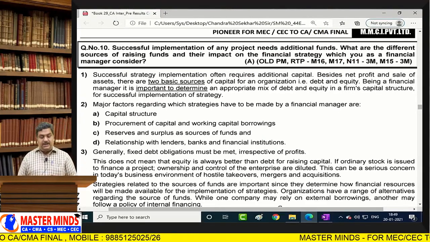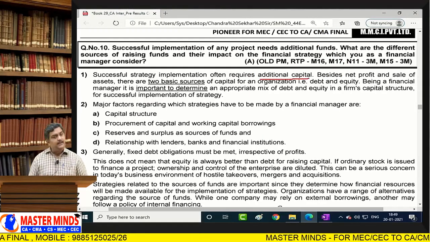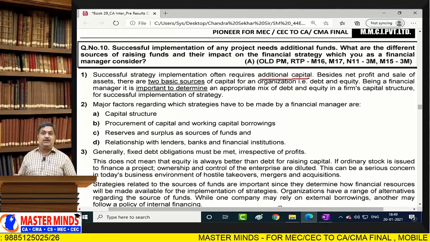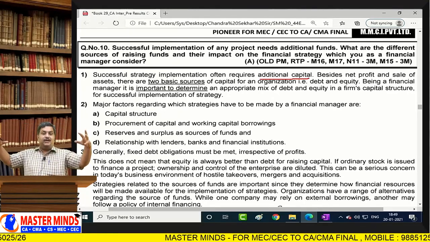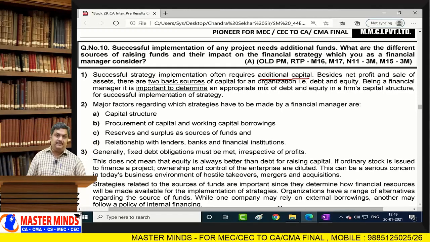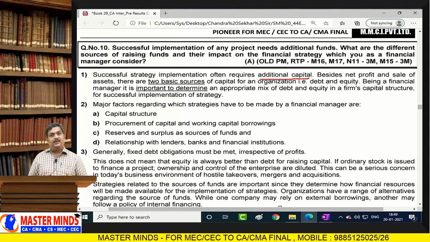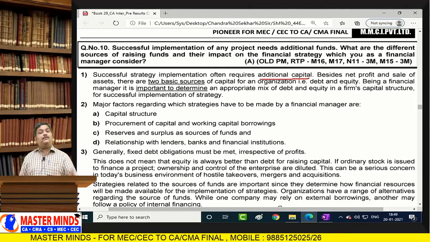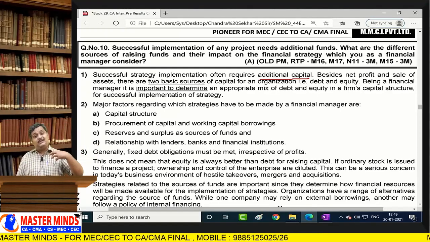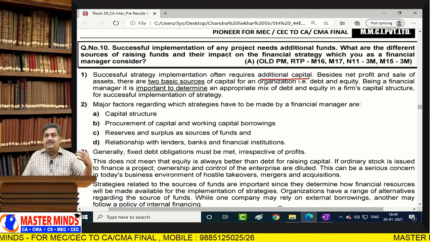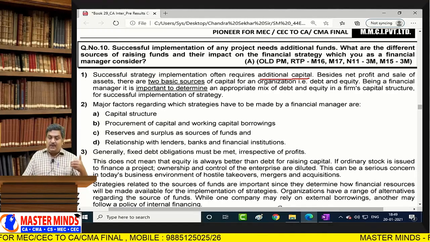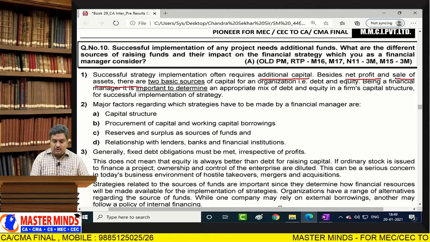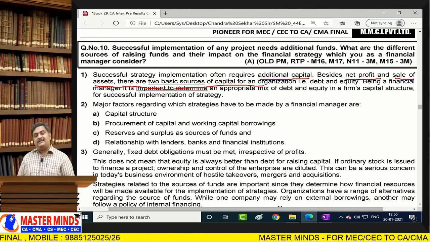Now, successful strategy implementation often requires additional capital. Yes, definitely. If you have a very big strategy of gaining a lot of things in future, definitely you require a lot of investments. For that you require a lot of capital. And generally, what are the ways of getting the capital? We can get the capital from the internal sources. Now, what are the internal sources? The first one is the net profit that you get, and the second one is the sale of assets. So, net profit and sale of assets are two basic sources of capital for an organization.